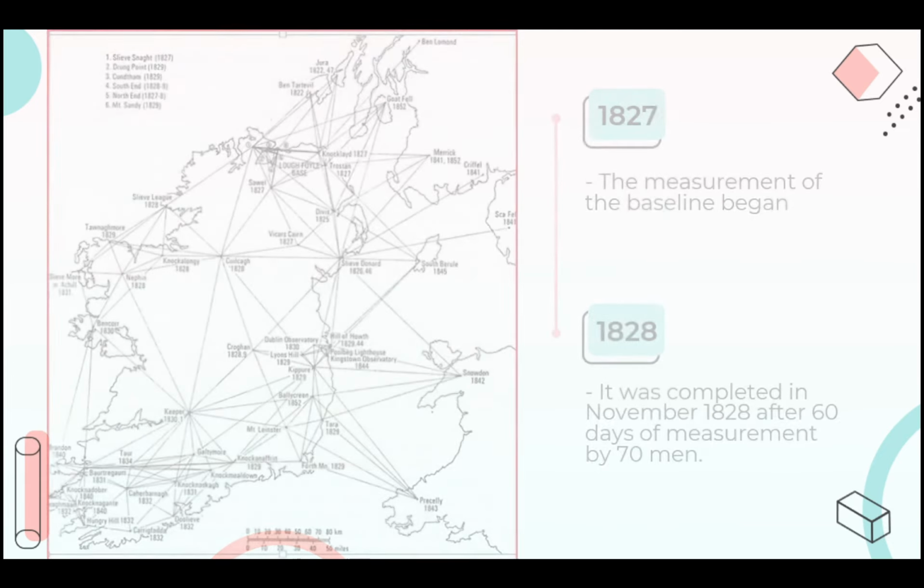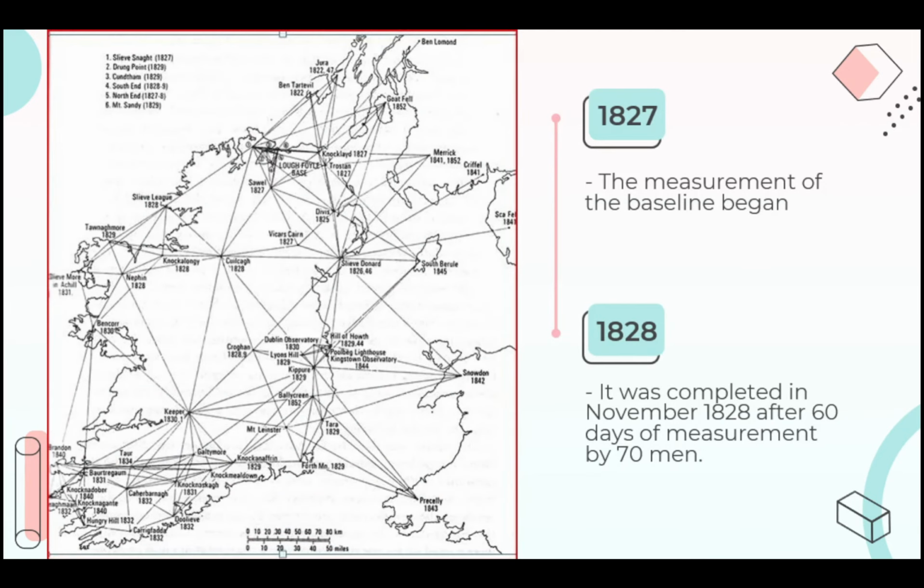The measurement of the baseline began in the year 1827 and was carried out under tenting to avoid fluctuations in temperature. The bars were mounted on tripods at a total distance of 7.89 miles, which included crossing the River Roe, and was completed in November 1828, after 60 days of measurement by 70 men.